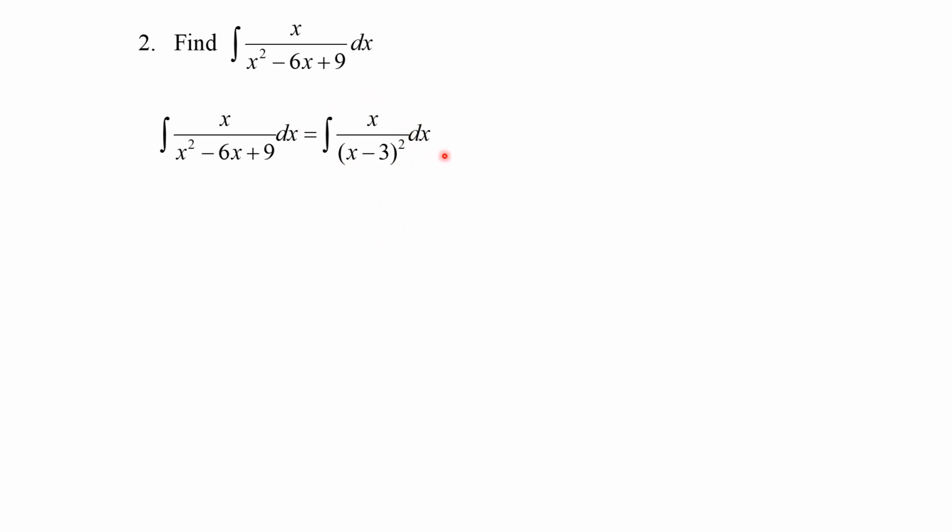So what you need to do here is determine the partial fractions for this function. It will be x over (x minus 3) squared equals a over x minus 3 plus b over (x minus 3) squared. Once you perform the partial fraction calculation, you will arrive at a being 1 and b being 3. Please work out the partial fractions on your own.